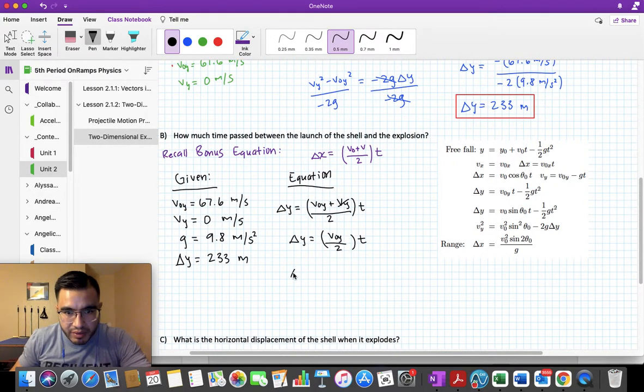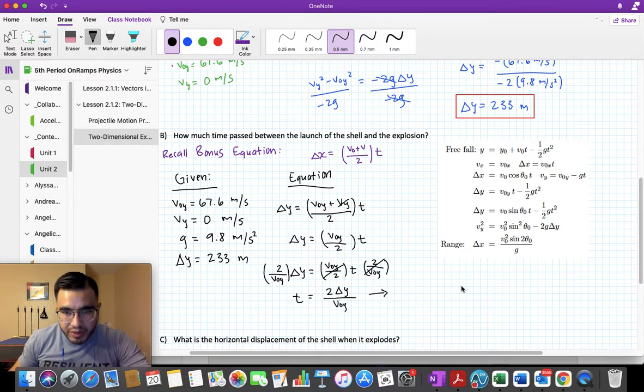I hate it. So delta y equals v naught y divided by 2 multiplied by time. I'm going to multiply by the reciprocal, which is 2 divided by v naught y, over here as well. This cancels, and we have this over here. So then time is equal to twice delta y divided by v naught y.